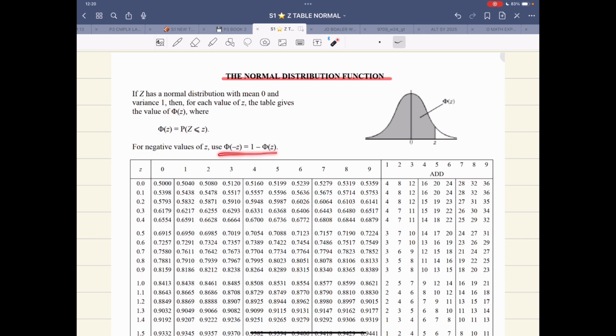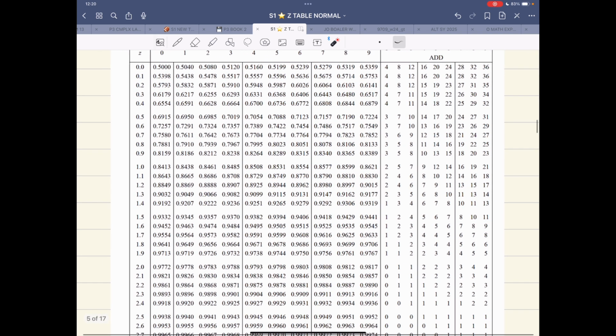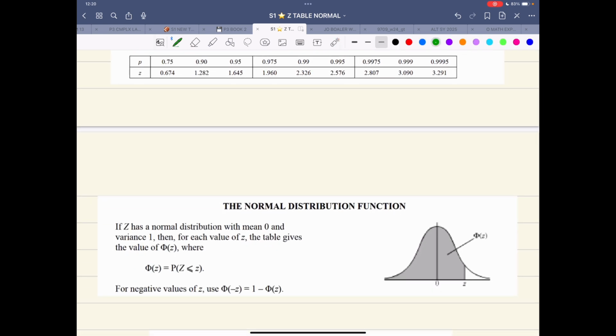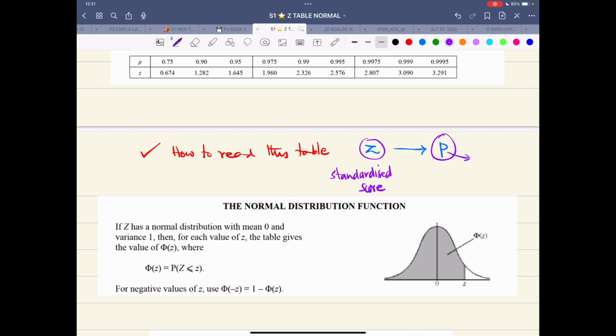And for negative values, we have to do this. Now, what is the objective over here? The first objective is that we have to understand how to read this table. And there are two ways of reading this table. For right now, I'll just focus on one thing, that is using the z value to find the p value. What is the z value? That is the standardized score. And what is the p value? P value stands for the probability value.